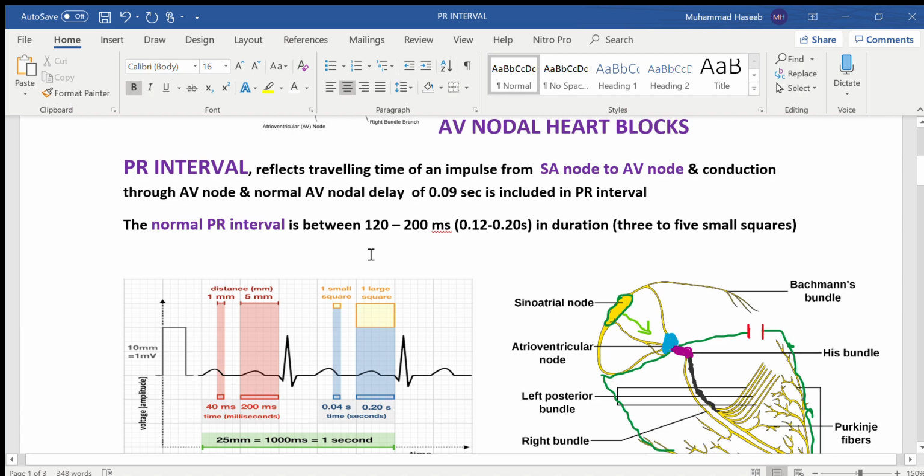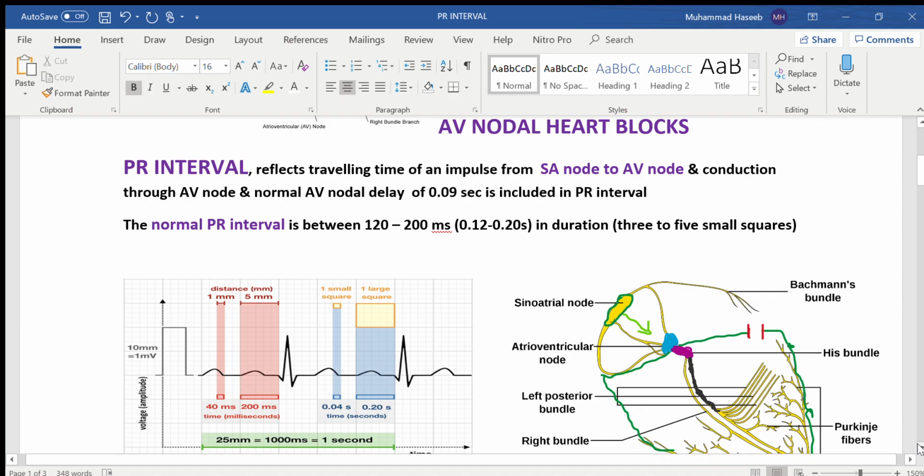Now the normal PR interval is approximately 0.12 to 0.20 seconds, that is, 3 to 5 small squares. This is a normal PR interval. This horizontal axis reflects the duration on the ECG paper, and this vertical axis reflects the voltage of the impulse. We are not concerned with the height. At this time we are concerned with the duration.